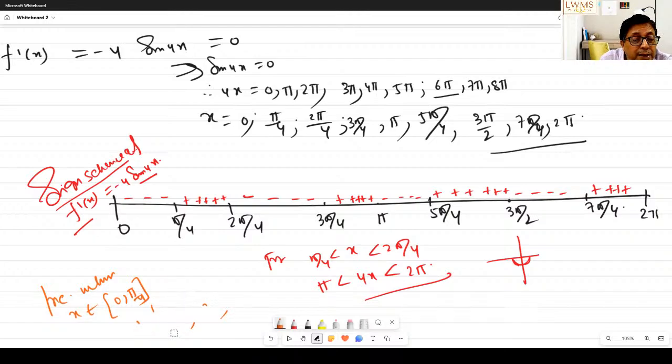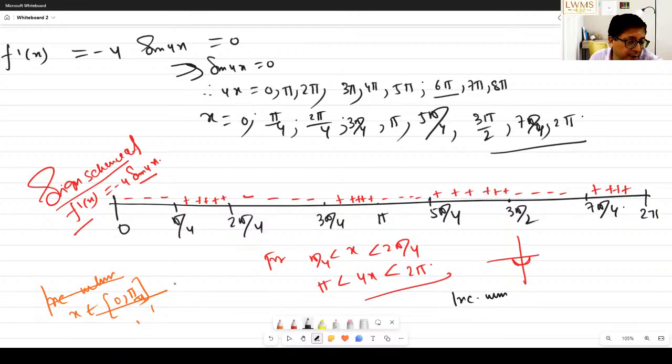What happened in this interval? Pi by 4 to 2 pi by 4, it is negative. So 0 to pi by 4, sin 4x is negative, so it is correct, plus. Before that minus, after that minus, then plus, then minus, then plus, then minus, then plus. It is correct. So it is 0 to pi by 4, no, but not increasing. For increasing it will be what? That is the mistake I did definitely.